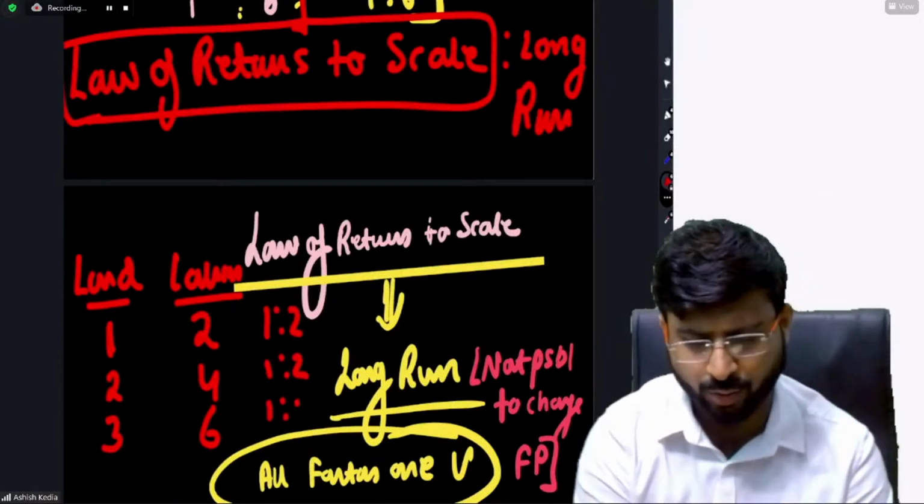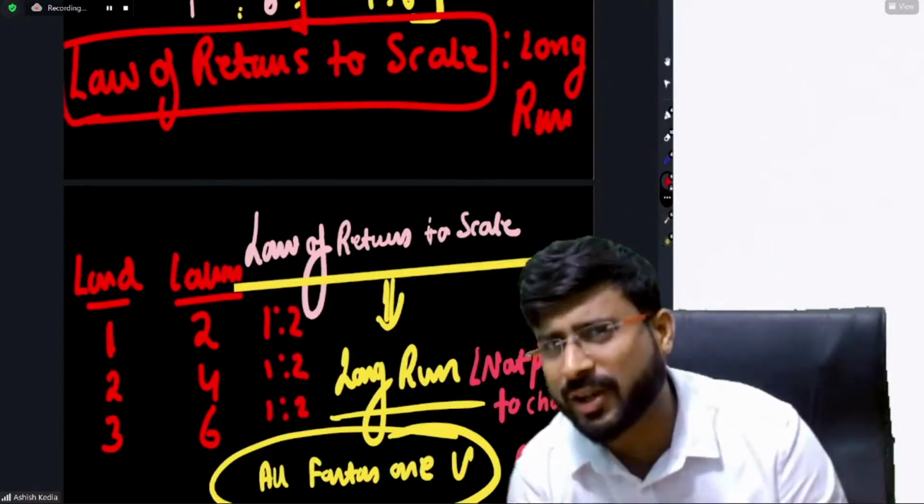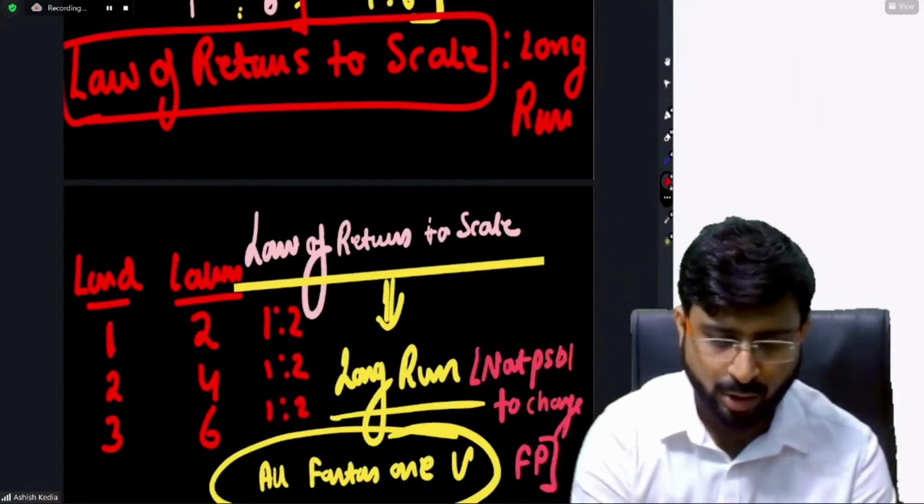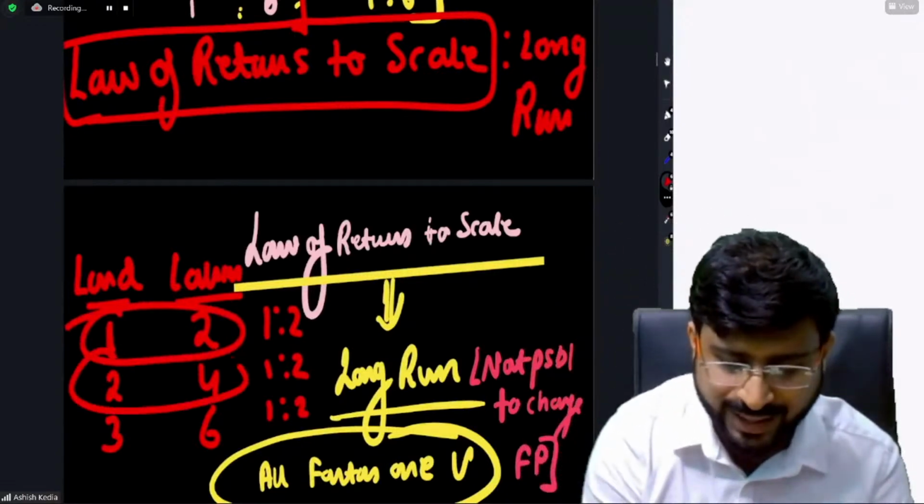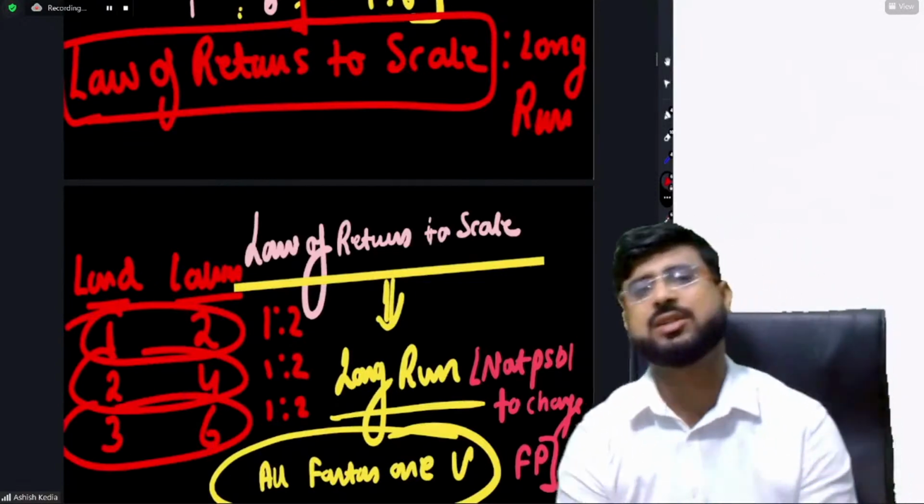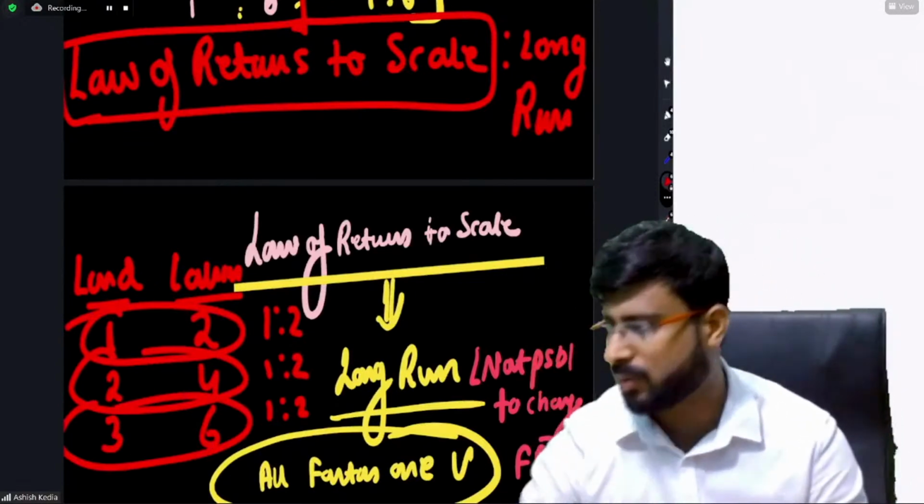1:2, 1:2, 1:2. The ratio will always be 1:2. What I'm trying to say is that the ratio between land and labor is never going to change. I hope you get the picture now.